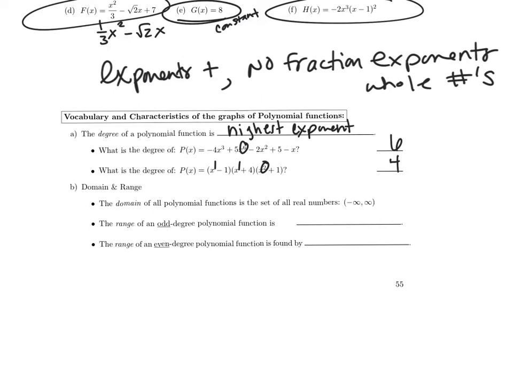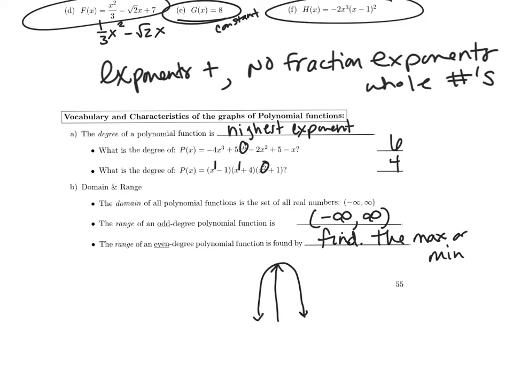So looking at domain and range, the domain of all polynomial functions that have an odd degree, an odd power, is negative infinity to positive infinity. This goes back to those parent functions that were on page 10 and 11 in your spiral. And the range of an even degree polynomial is found by finding the maximum or minimum. Think about a parabola, it would be negative infinity to that maximum y value.